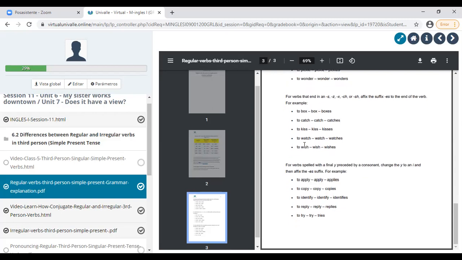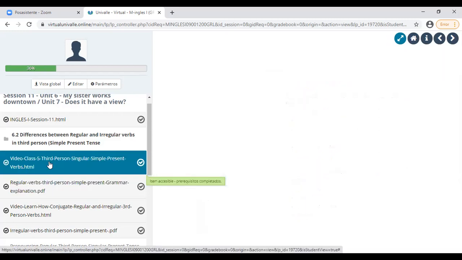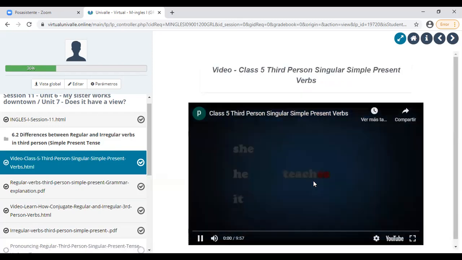And rule number 3, for verbs spelled with a final y preceded by a consonant, change the y to i and then affix the es suffix. For example, to apply, applies. To copy, copies. To identify, identifies. To reply, replies. To try, tries, okay? And here we have a video class, third person singular using the simple present verbs, okay?